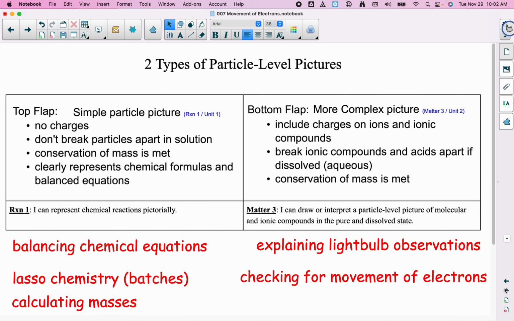Later today, we're also going to be working on movement of electrons, and your bottom flap picture is the one that's going to help you make a decision. Where are the electrons coming to or going from? Or maybe there are no electrons moving. So this is going to help you with checking for movement of electrons.